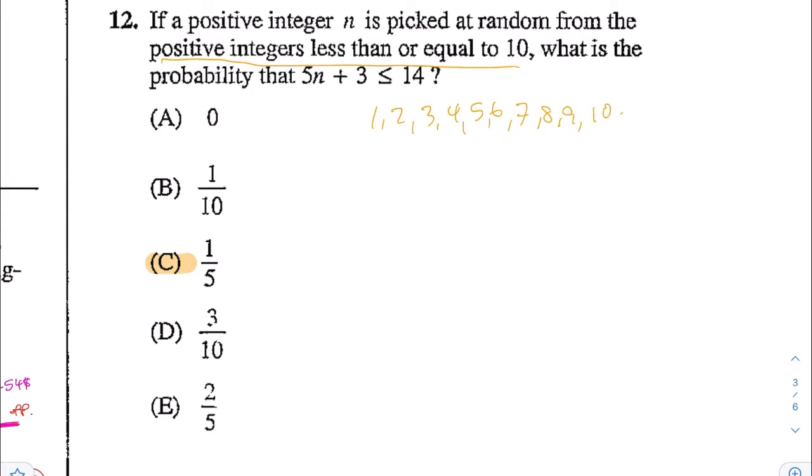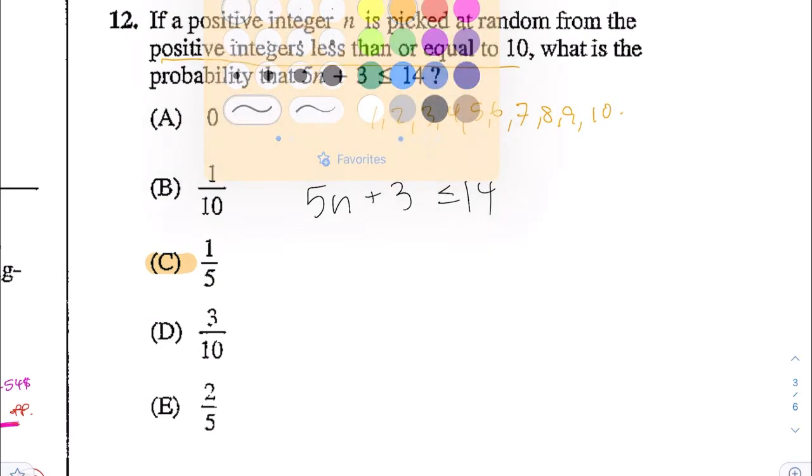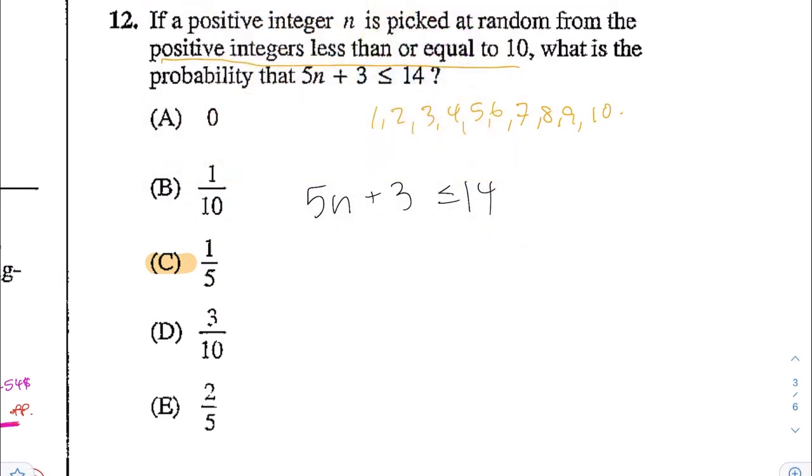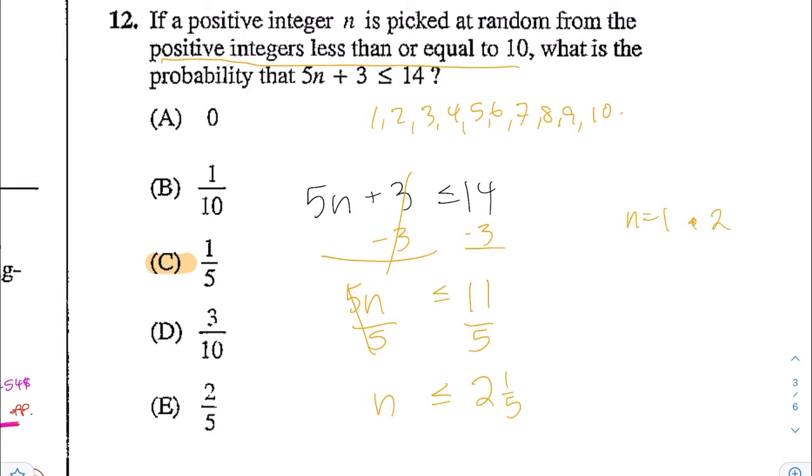So you have 10 numbers to choose from. And you want to see what's the probability that 5n plus 3 is less than or equal to 14. Well, if you solve for this inequality, remember inequalities are solved just like equations. You just have to flip the sign if you multiply or divide by a negative number. But fortunately, we don't have to do that in this case. So if you subtract 3 from both sides, you get that 5n has to be less than or equal to 11. Once you divide by 5, the n has to be less than or equal to 2 and 1/5. So the only numbers that are less than or equal to 2 and 1/5 are 1 and 2.